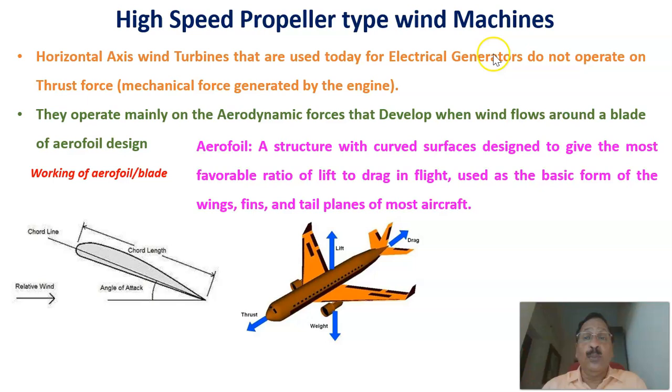High-speed propeller type wind machines, the horizontal axis wind turbines that are used today for electrical generation, do not operate on a thrust force, a mechanical force generated by an engine. They operate mainly on the aerodynamic force that develops when the wind flows around the blade aerofoils. An aerofoil, as I already explained, is a structure with a curved surface designed to give the most favorable ratio of lift to drag in flight and used for the basic form of wings.